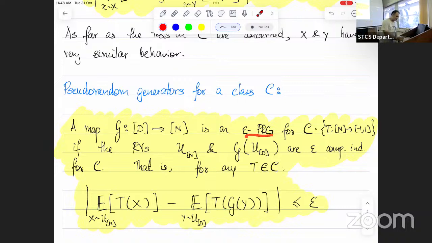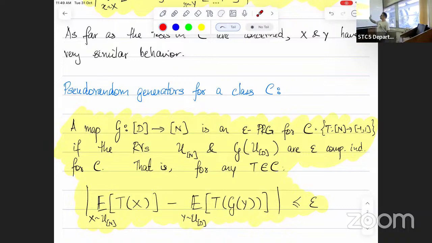And we will say that G is an epsilon PRG if the following two random variables are computationally indistinguishable with respect to C. Which two random variables? The first random variable, you just give a uniformly random element in the domain. Random variable 2, you pick a uniformly random element from the seed space and apply the generator. That's the second random variable. And you want to say that these two distributions should be computationally indistinguishable as far as the test class C is concerned. That's what a PRG is. So you'll say something is a PRG for a class C if this happens.